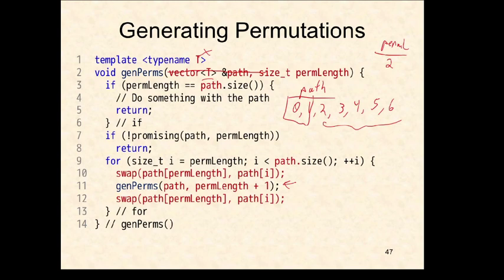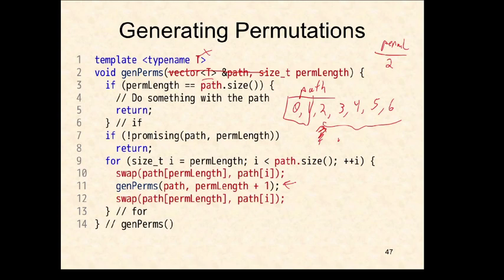So, for instance, when we start out, I is equal to perm length. When I is equal to 2, we swap 2 with 2, which doesn't do much, and we make a recursive call. But when we make the recursive call, perm length is 3 in the recursive call. That's saying 0, 1, 2 is fixed, permute the other ones. Then when that's done, we put 2 back where we found it, swaps with itself, but then I becomes greater.